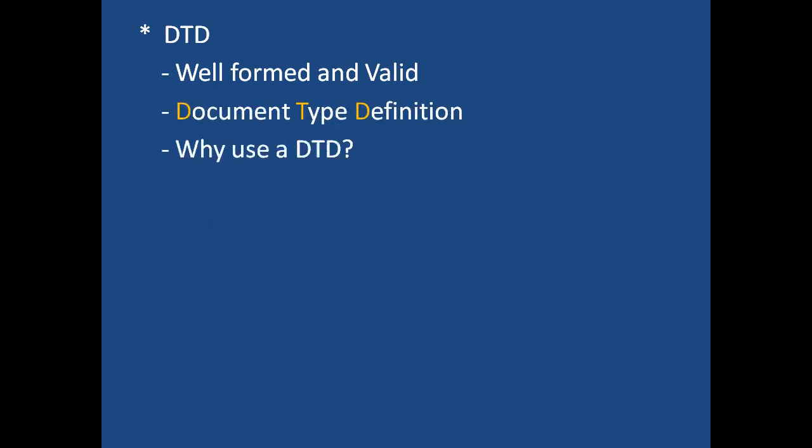Why use a DTD? DTD enables us to define the components of an XML document. Components could be elements or attributes. DTD enables us to define the components of an XML document and put them where we want them to be. With a DTD, independent groups of people can agree on a standard DTD for interchanging data.